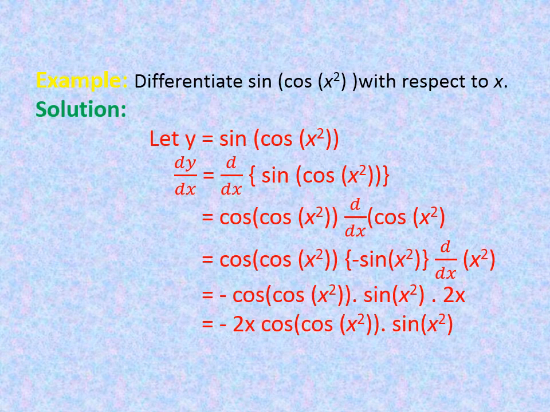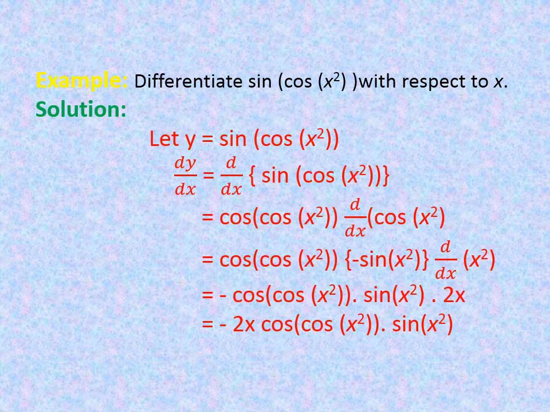So let y is equal to sine(cos x square), the given function. Differentiating with respect to x, we are getting dy upon dx. So first we have to differentiate sine. So differentiation of sine is what? Cos. So we are getting cos(cos x square). So you can see this third step, that d upon dx of cos x square. Now we have to differentiate cos. And the differentiation of cos is what? Minus sine. So differentiation of cos x square is minus sine x square.